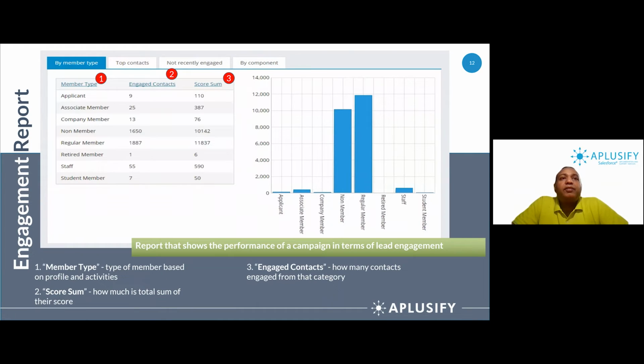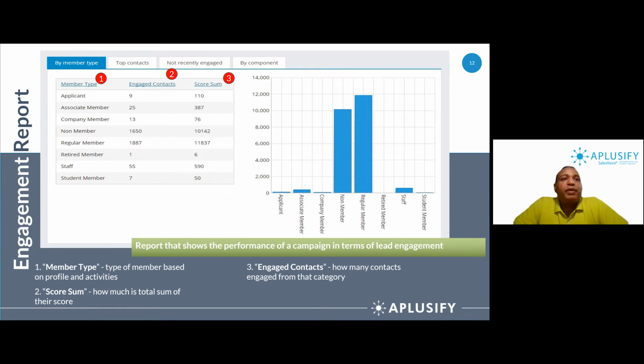Similarly, here you have differentiation based on the type of your members. Your members can be associate members, company members, non-members, regular members, retired members. If you can see here, right, your retired members' engagement score is just 1, right? Then student member is just 7. If you see this data, what you need to focus on is more on the retired members and the student members. So why are retired members and student members not engaged with your systems?